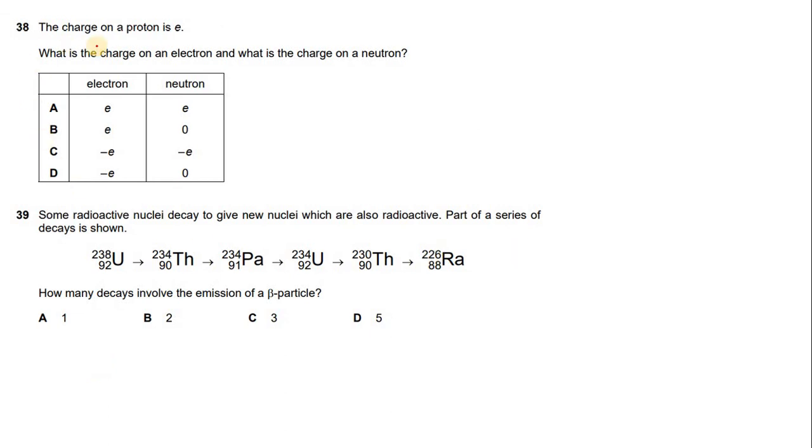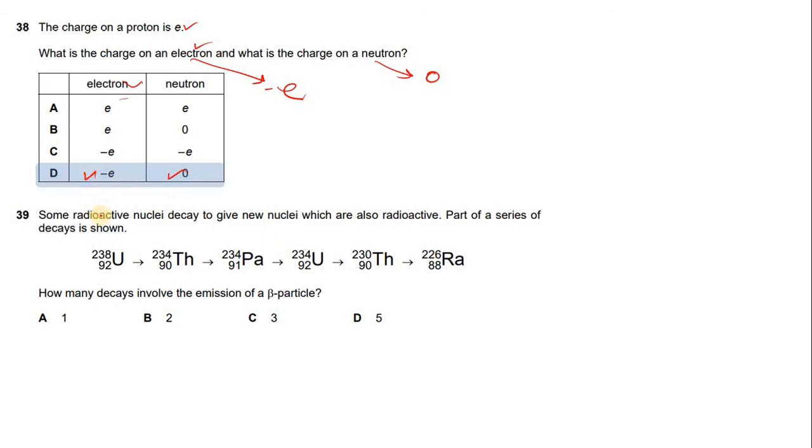38. The charge on a proton is E. What is the charge on an electron and what is the charge on a neutron? Of course, the charge on an electron is opposite to the proton. If the charge on a proton is E, the charge on an electron will be minus E, and the charge on a neutron is 0, neutral. So in the electron column, it should be minus E, and the neutron charge is 0, the option is D.